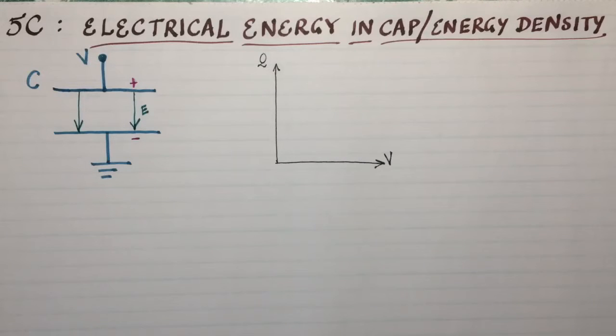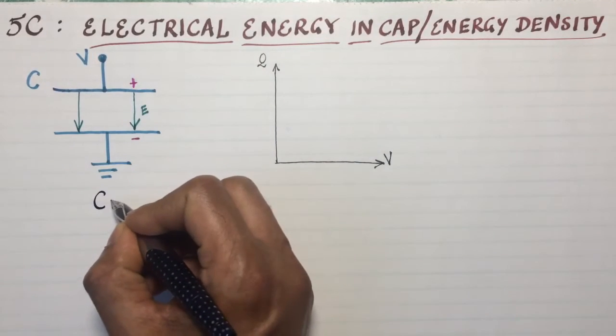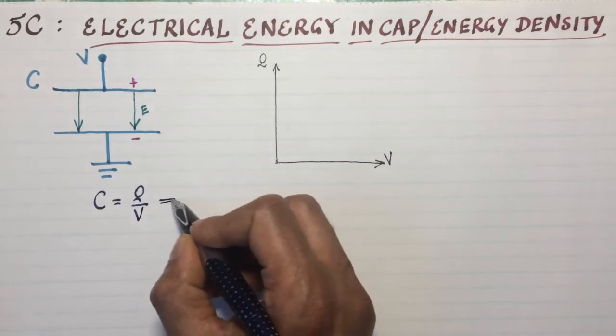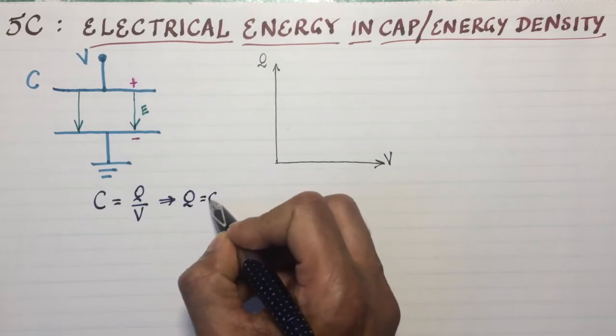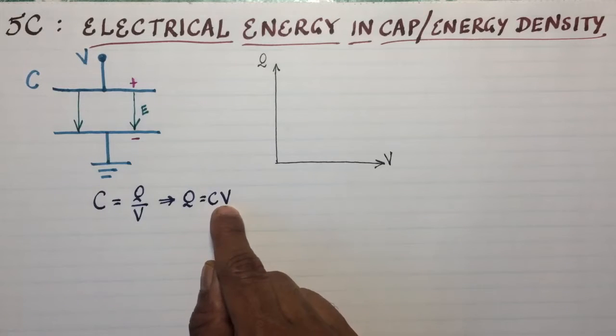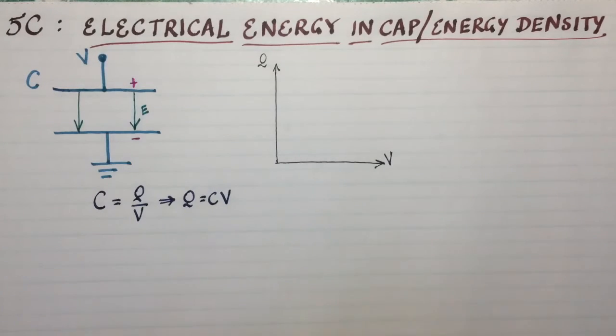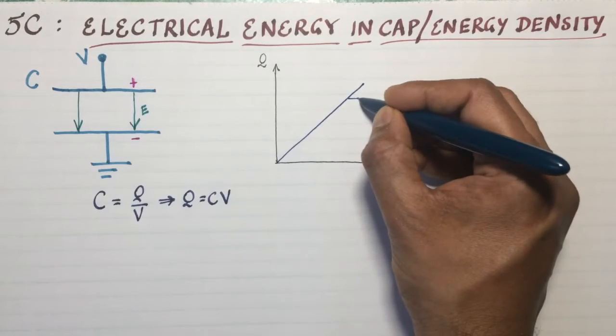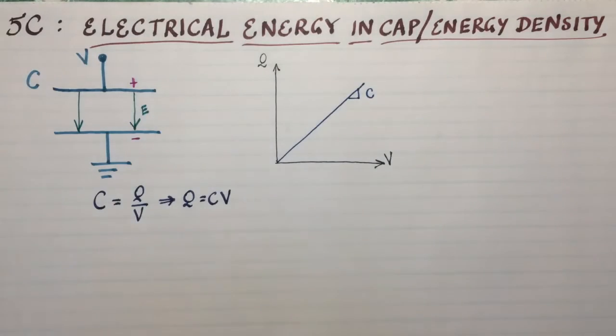Let's examine this process. Now, the charge on a capacitor is related to the voltage on a capacitor by means of the equation C equals Q divided by V, or in other words, Q equals CV. So that graph is a straight line of slope C, where C is the capacitance. Let's draw this straight line on this graph. So at any moment, the slope is C.